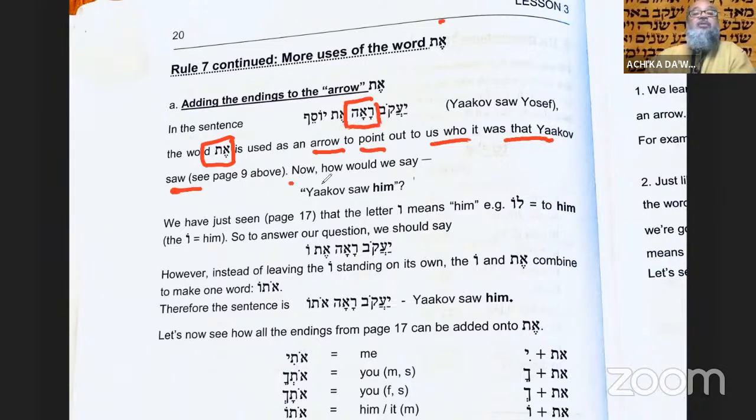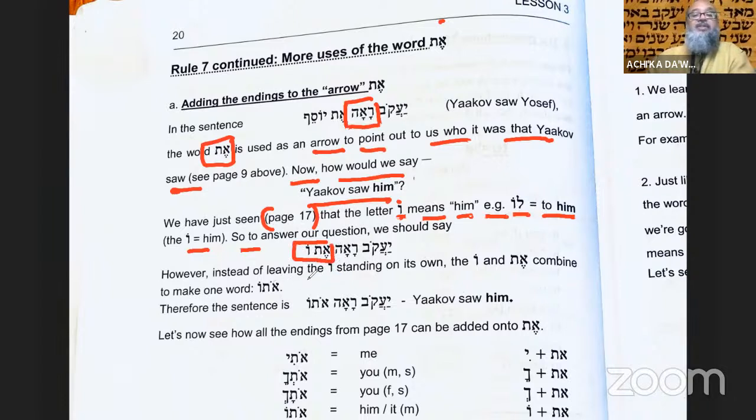Okay, so now how would you say Yaakov saw him? Well, just as we saw on page number 17 with our endings, this vav right here with the dot on it means him. Okay, third person. Example, lo, to him. Him. So the answer to our question, we would say Yaakov ra'ah eth o. But that doesn't make any sense.